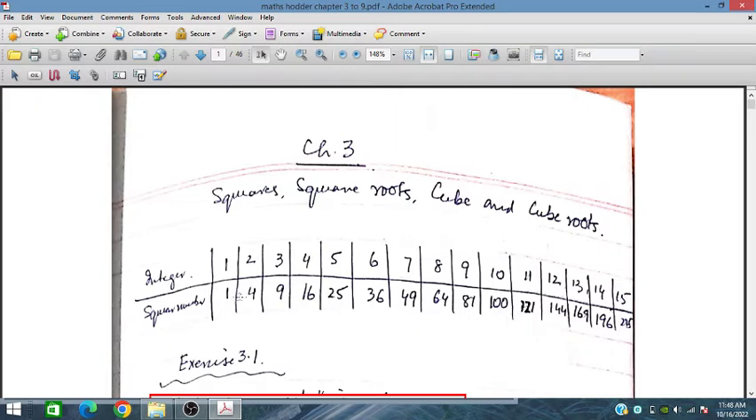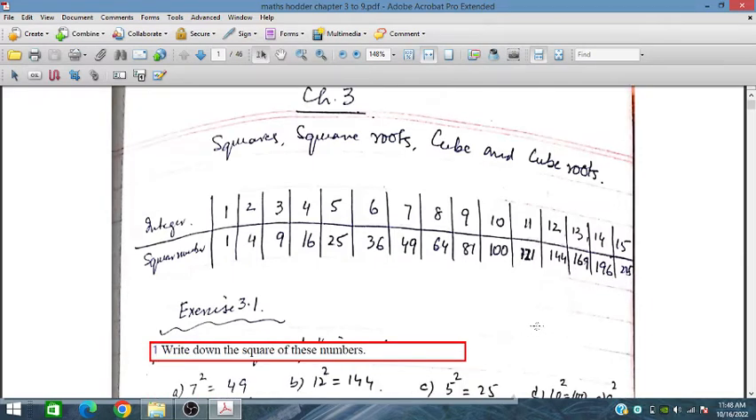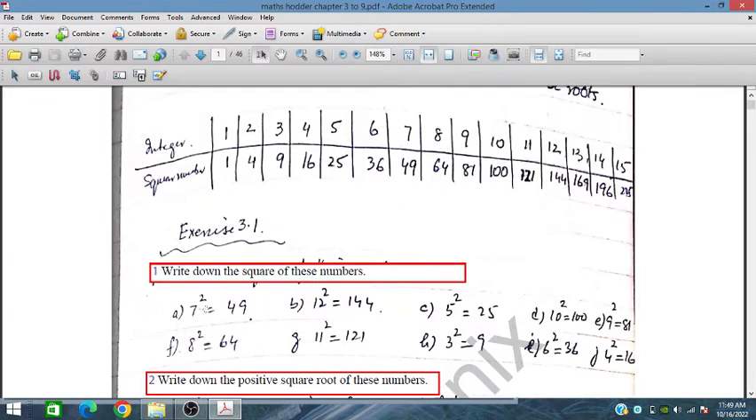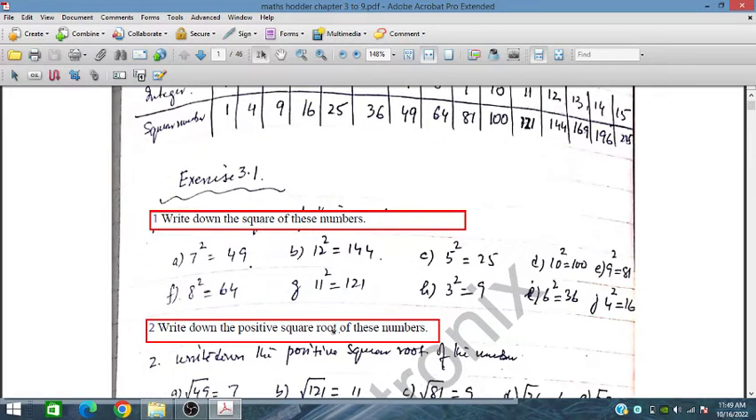So start: 1, 4, 9, 16, 25, 36, 49, 64, 81, 100, 121, 144, 169, 196 and at least 225, up to 15 numbers from 1 to 15. Similarly, the exercise says write down the squares of these. If you know these numbers, you can write these down.